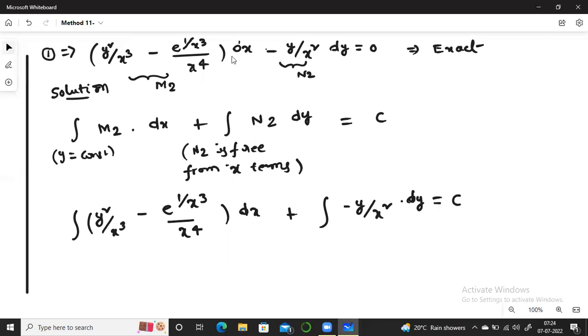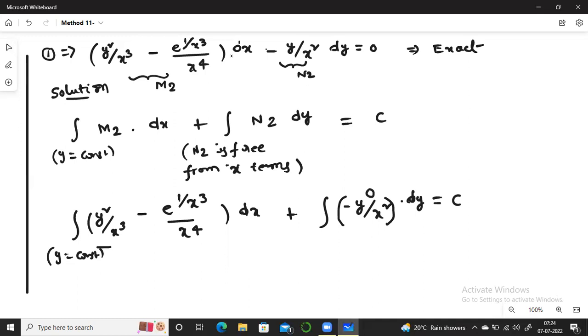So now if you solve this integration, you will get a solution. First term, I am writing integration with respect to dx. Y should be treated as constant. And N2 is free from x terms. If N2 is free from x terms, this term will be 0. Actually, this term you need not write. Why? Because N2 is free from x terms, this total term becomes 0. So you can neglect it.